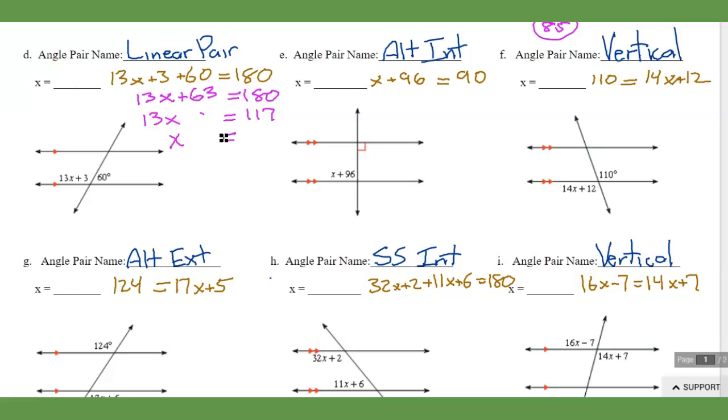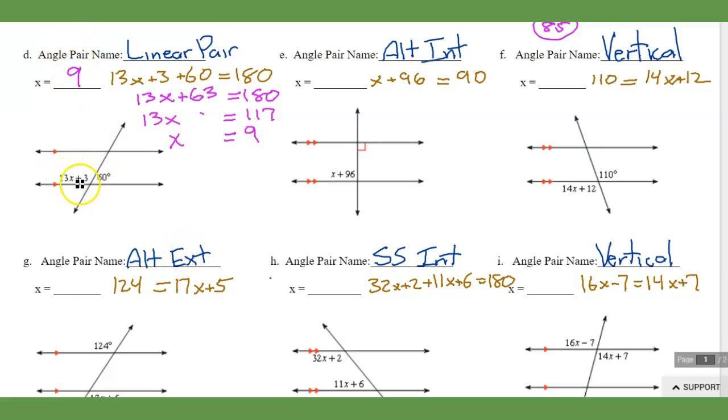Again, very good idea to have a calculator handy, right? Not just trying to do these big numbers and maybe making a mistake, you know. So what does this come out to be? Anybody got it? 117 divided by 13? 9? Okay. 9. Thank you.